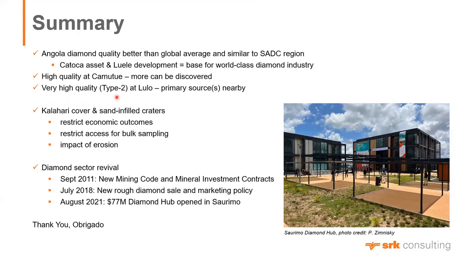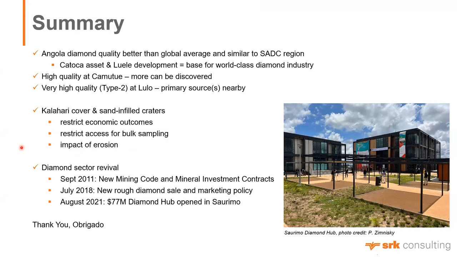There's exceptionally high quality at Lulo. We believe the primary sources are nearby. Finding them and constraining them is going to be an interesting exercise. It's something we have to watch. Kalahari cover and sandfilled craters, they restrict economic outcomes. They are present in Angola. They restrict economic outcomes because you have to dig them out, but it can be done, as has been demonstrated at Katoka. They restrict access for bulk sampling. So from an exploration point of view, this is a problem you need to resolve. And erosion has a massive impact on the way you view kimberlite potential in Angola.